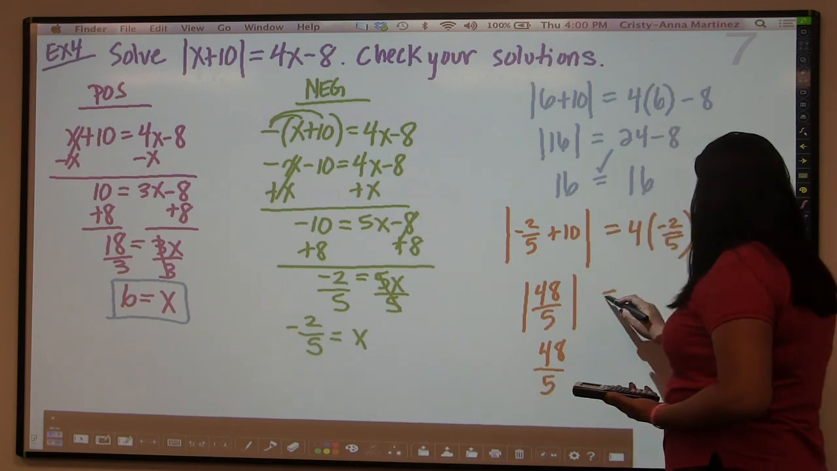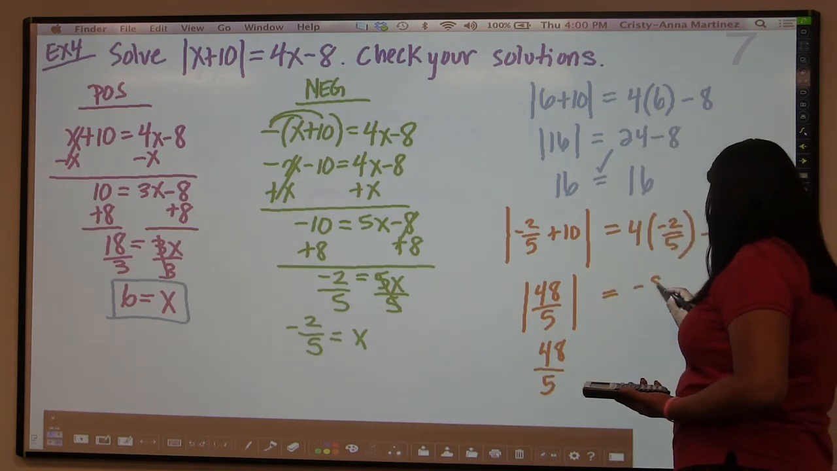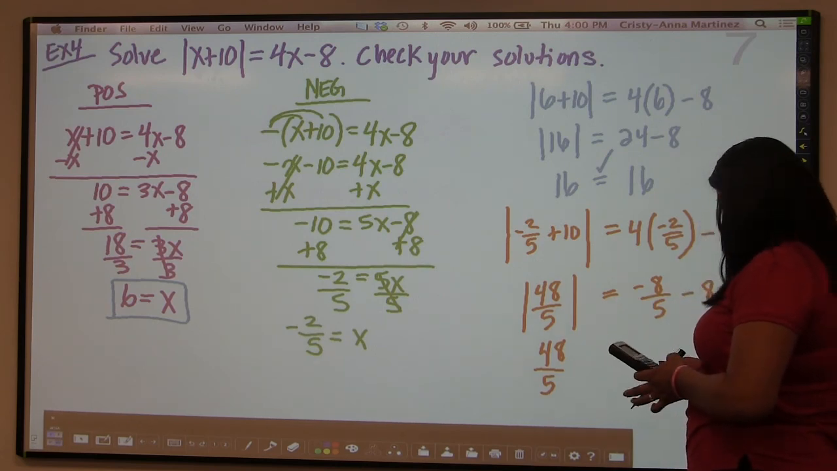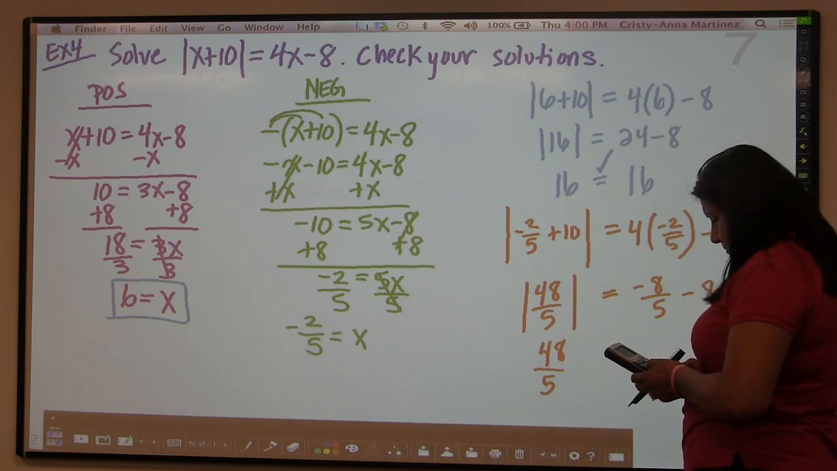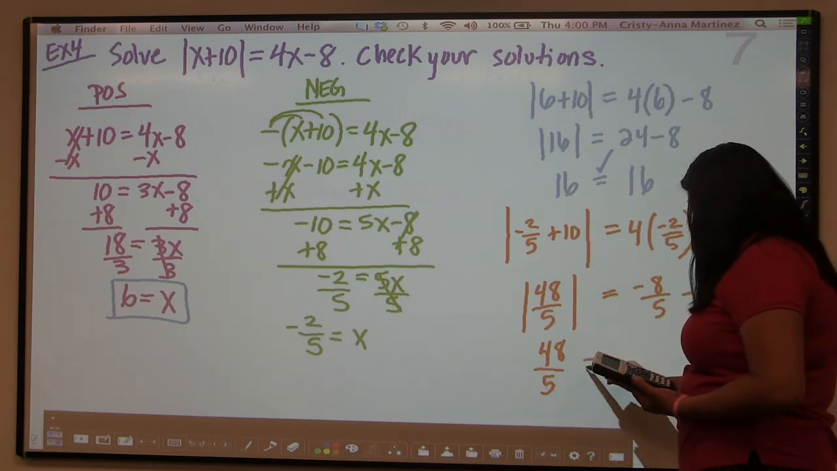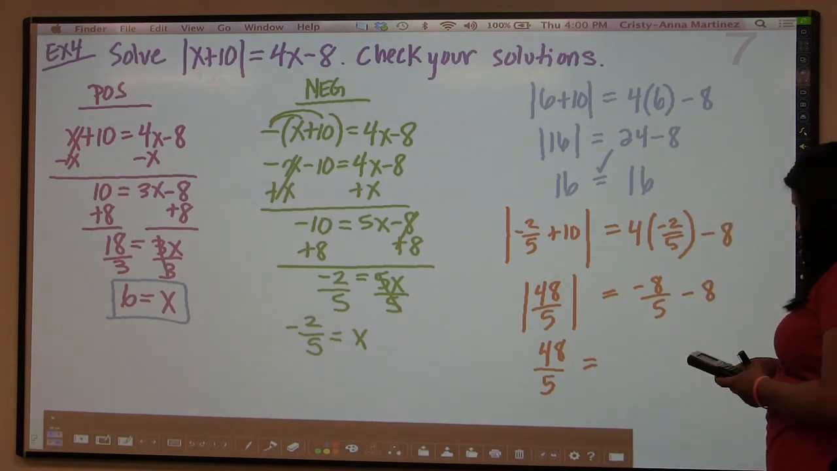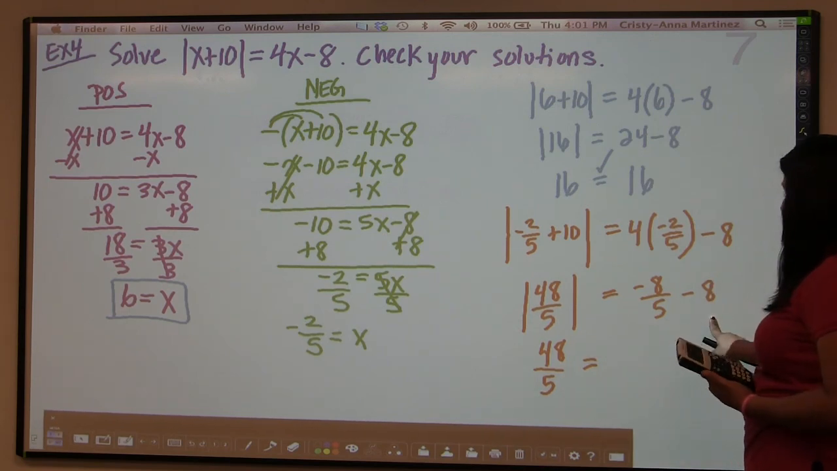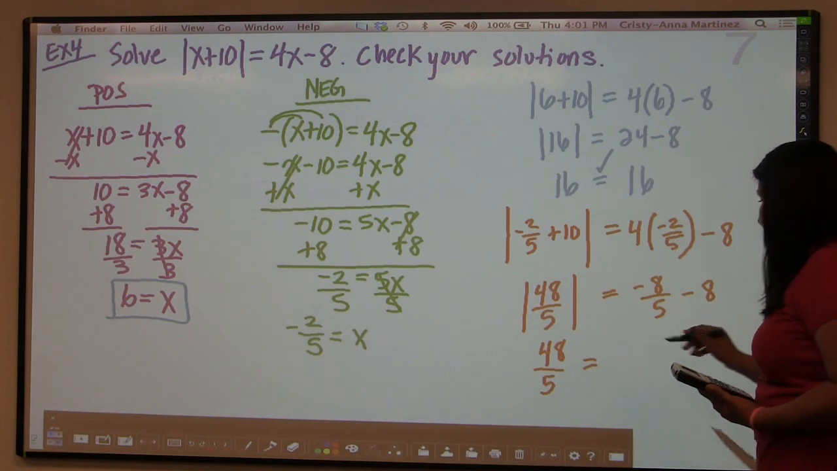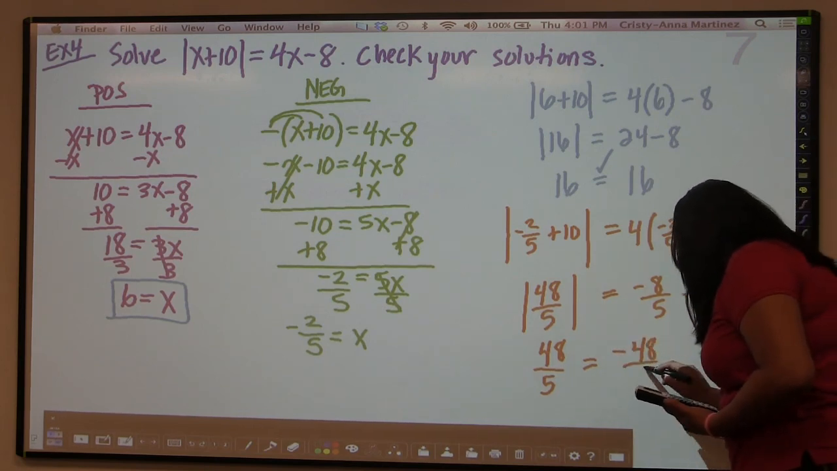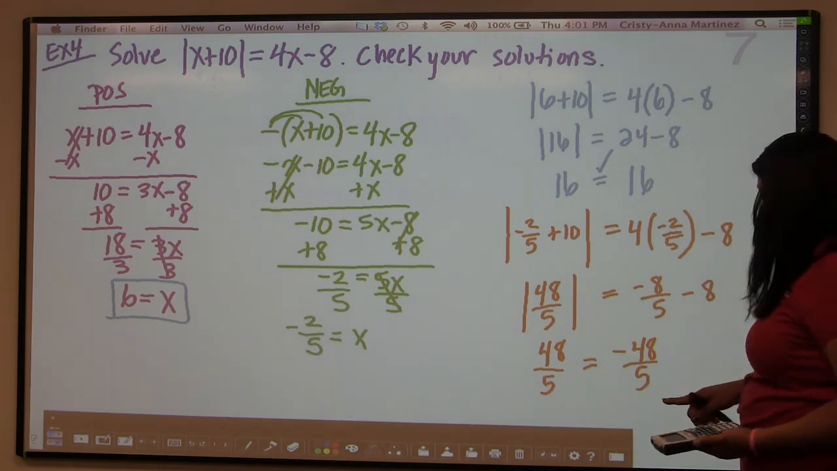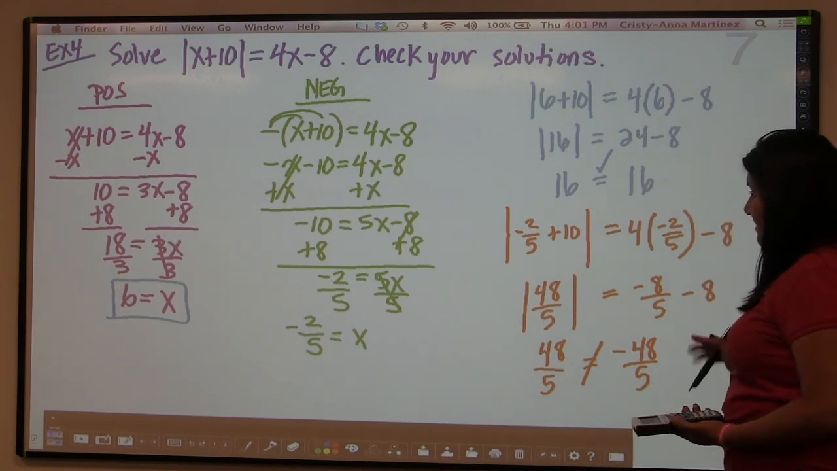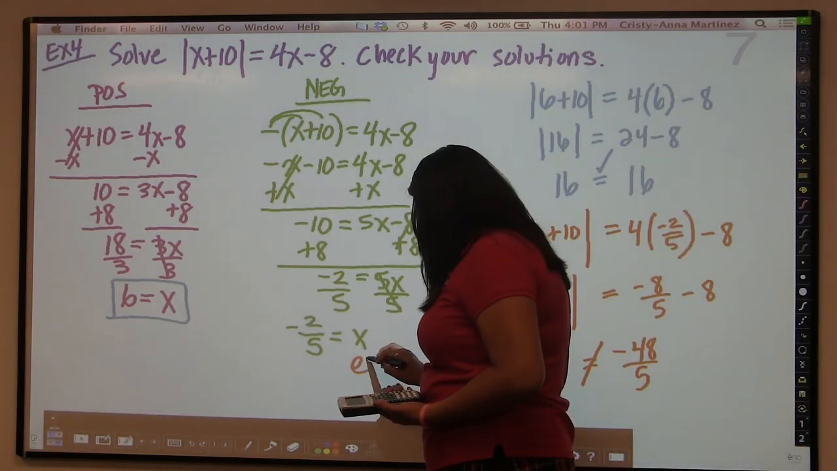Okay? So on this side, we're going to get 4 times negative 2 is negative 8. So we have negative 8/5 minus 8. We're going to subtract 8, and we get a very close answer. But what you'll see here is that 8 is actually 40/5. 40 divided by 5 is 8. So negative 8/5 minus 40/5 is negative 48/5. And you might be thinking, oh, they're the same. They have the same numerical value, but this is positive and this is negative. So no, a positive does not equal a negative. So in this case, this solution of negative 2/5 is extraneous.